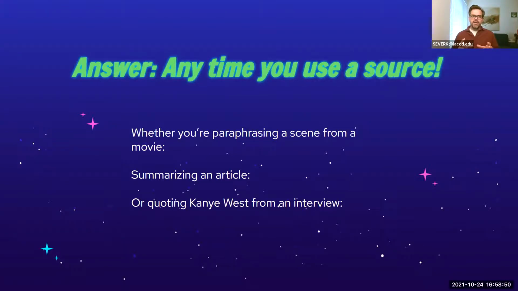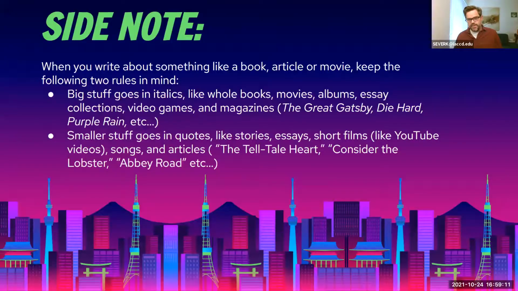How can I let my reader know where my source is from and when I'm citing something? And if you're doing that effectively, then you're doing just fine, okay? So anytime you use a source, whether you're taking a scene from a movie or you're summarizing an article or you've pulled out a quote from an interview.